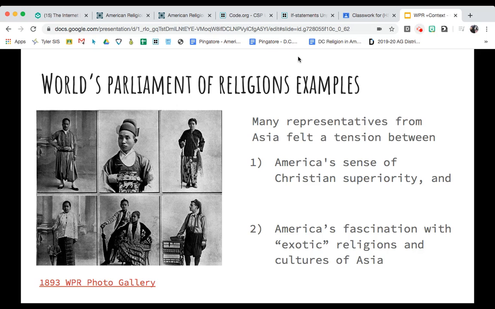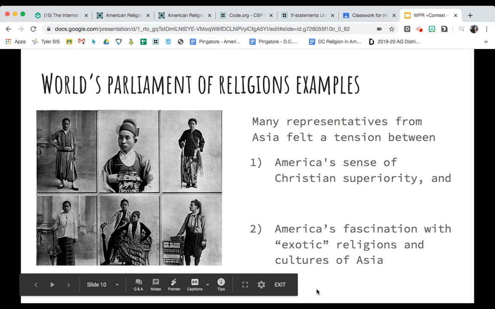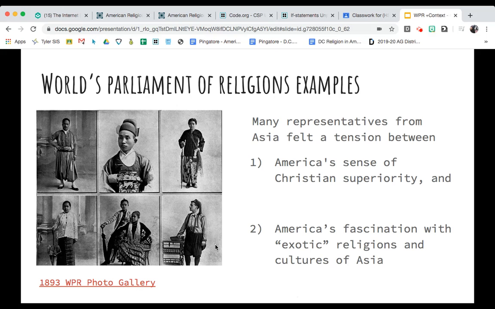So you can click on this link if you want to. It's underneath my toolbar now. If you want to take a look at more images from the 1893 World's Parliament of Religions. But by and large, Asian representatives felt this tension between the United States trying to demonstrate their Protestant superiority, but then also being fetishly fascinated with the quote unquote exotic cultures of Asia.